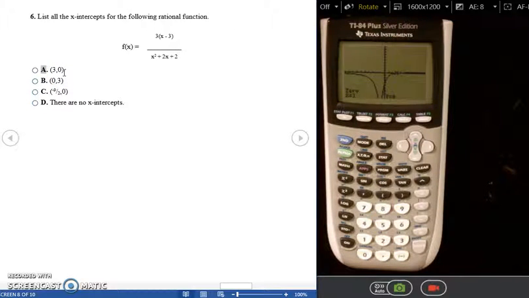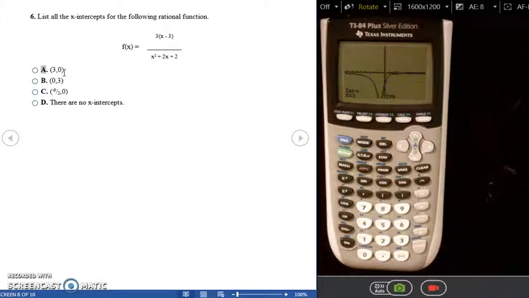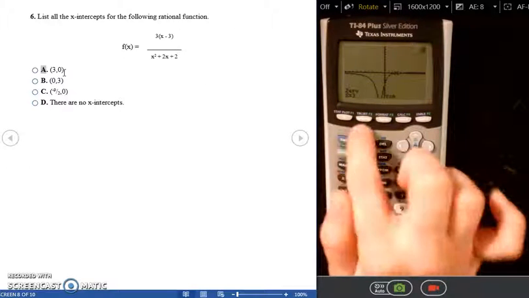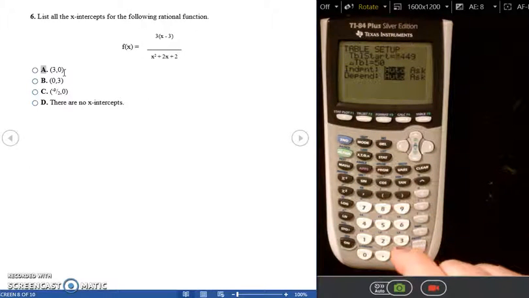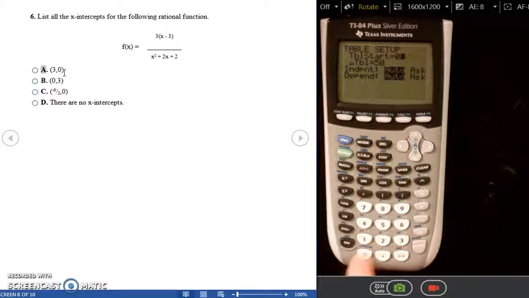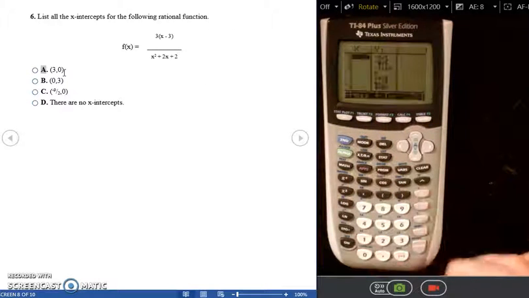The other way you can do it is using the table feature, and so you can use second calc or second table. Either place will find the x-intercept for you. You just pick which way you're the most comfortable with and stick with it. And so first I need to go to table setup to make sure that my table is setting correctly. So I'm just going to have it start at 0 instead of some large negative number and go by ones. So I'm going to put a 0 and 1 there, and then I press second table.